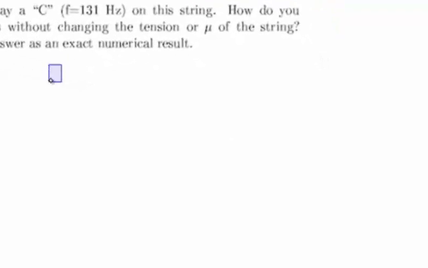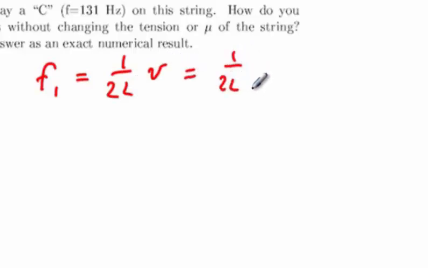You will still play the guitar in the fundamental mode. This means that the frequency will be F1, which is 1 over twice the length, times the velocity, and for waves on a string, the velocity of the wave will be the square root of the tension over the mass per unit length.